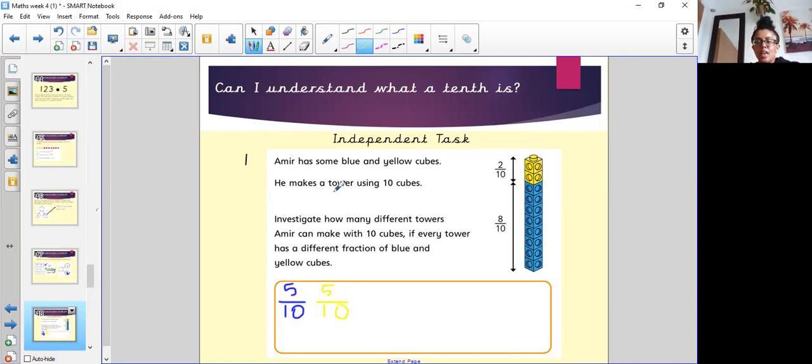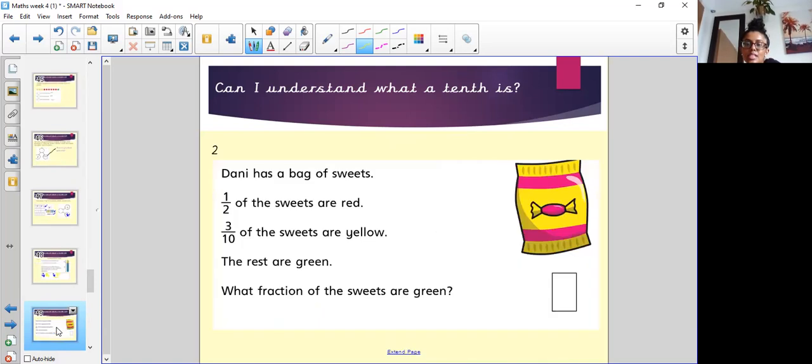Another combination that I might make is I might have 6 blue counters, which then will leave me with 4 over 10 in yellow cubes, because 6 plus 4 makes a whole of 10. So have a go at trying some of those. See how many combinations that you can make to get your 10.